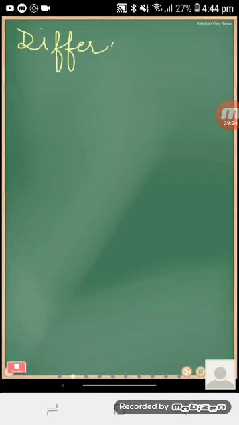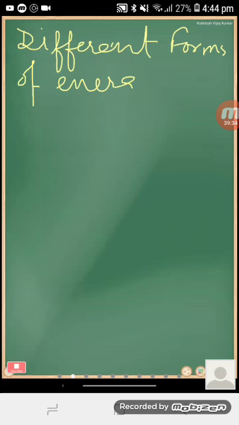So now we move to the next portion, that is different forms of energy. You all have studied about the different forms of energy. So I'll quickly go through. Some of these are your basic fundamental energies like potential energy and kinetic energy, which together we call mechanical energy.